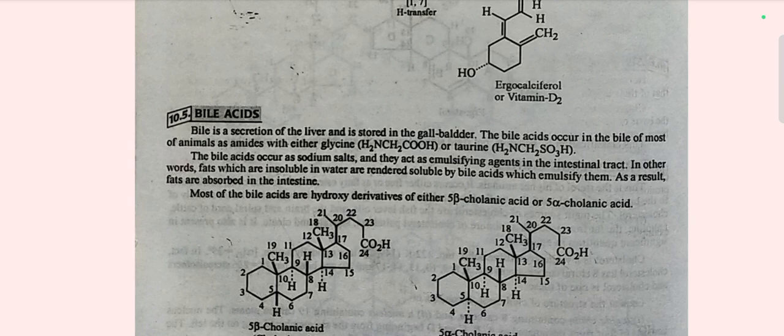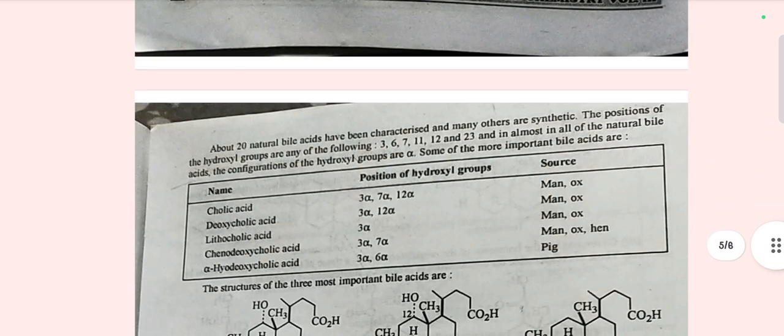Most of the bile acids are hydroxy derivatives of either 5-beta-cholanic acid or 5-alpha-cholanic acid. About 20 natural bile acids have been characterized and many others are synthetic. The positions of the hydroxyl groups are any of the following: 3, 6, 7, 11, 12 and 23, and in all of the natural bile acids the configurations of the hydroxyl groups are alpha.